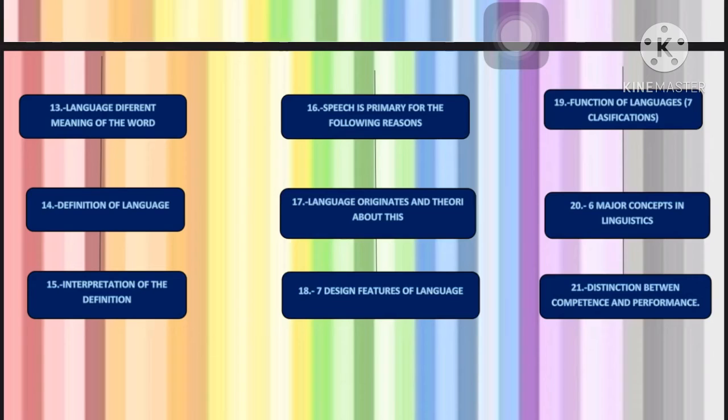Number 16. Speech is primary for the following reasons. Number 1. Speech has a history of about 100,000 years, while writing has only a history of several thousand. Number 2. There are still some communities that have speech without a writing system. Number 3. Speech is learned before writing.